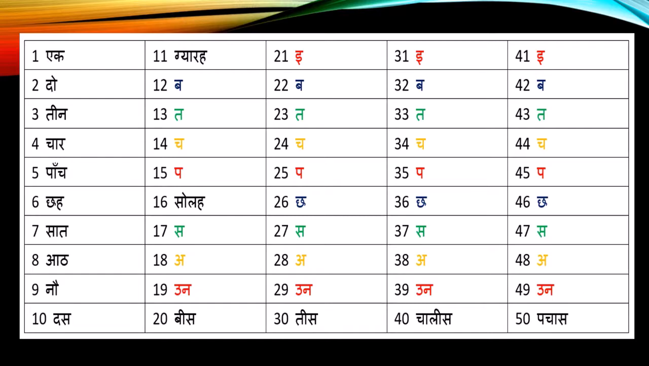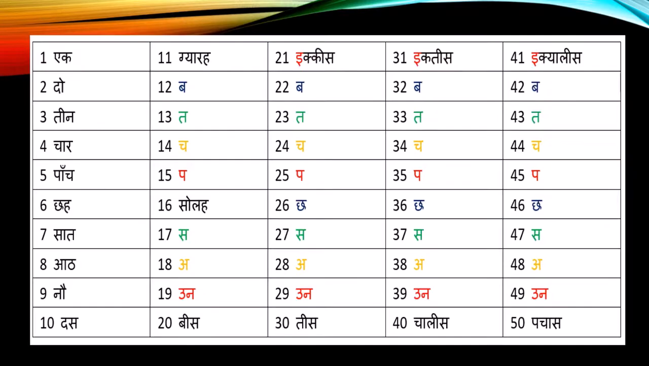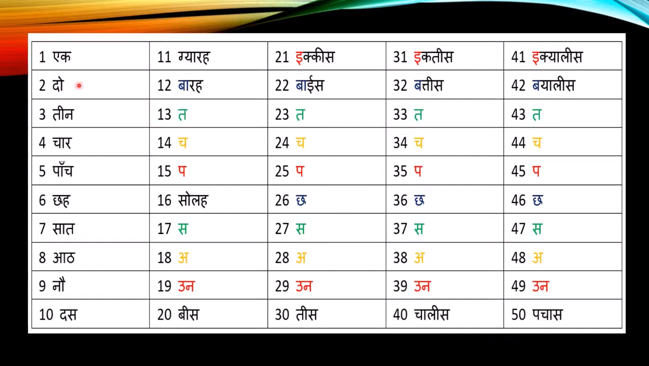Let us go ahead and learn them in detail. Let us start from row 1. 1 is ek, 11 is gyara, and 21, 31 and 41 start with i. So it is ikkis, iktis and ikyalis. 2 is do. If you remember ba, then 12 is bara, 22 is bais, 32 is battis and 42 is bayalis.